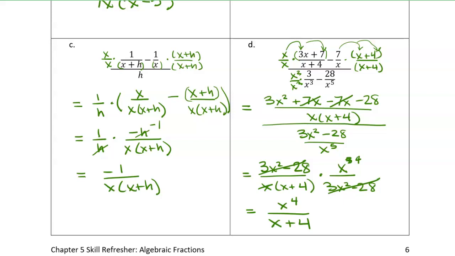So, all right. That's it for this skill. I'll meet you in the next video for the last skill, which is splitting expressions.